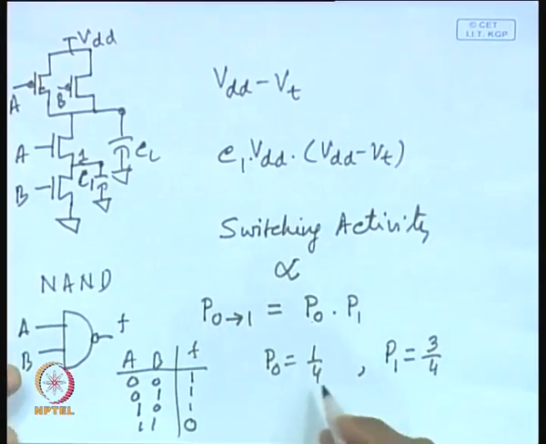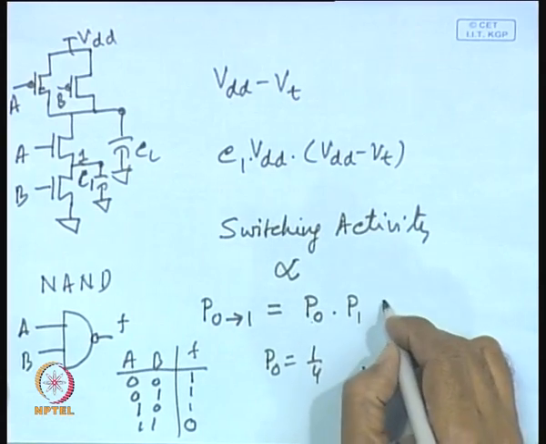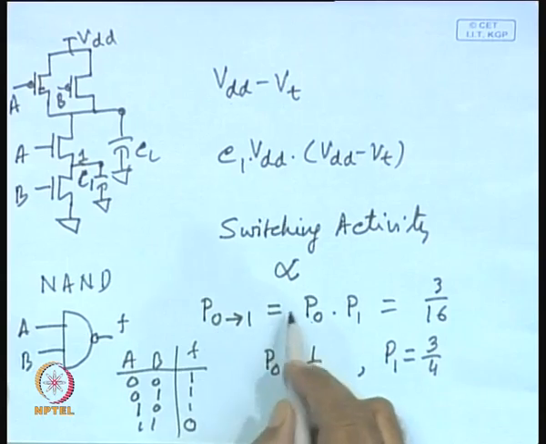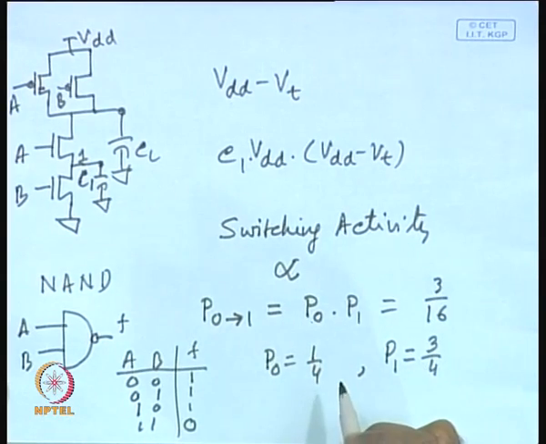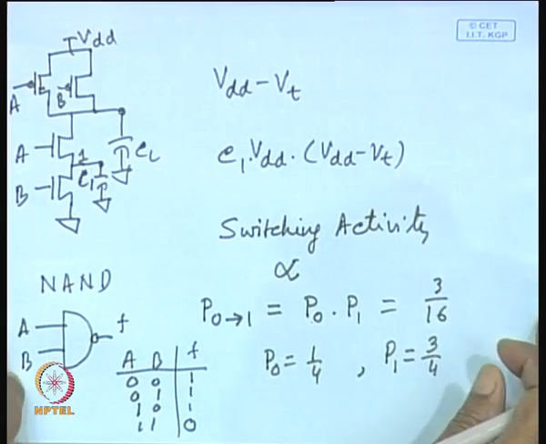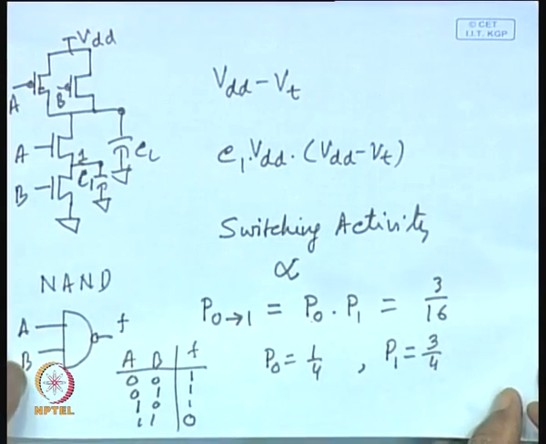That means, if we take this over a long period of time, the switching activity, or probability of transition from 0 to 1, will be equal to 1 by 4 into 3 by 4, and this will be equal to 3 by 16. That means the switching activity will be 3 by 16, and this is the case for a NAND gate. We can generalize it.